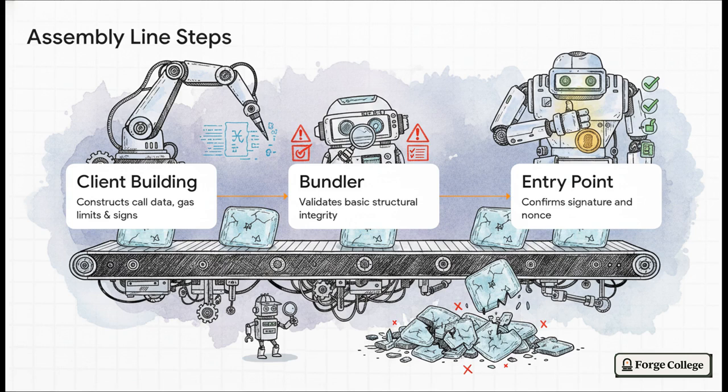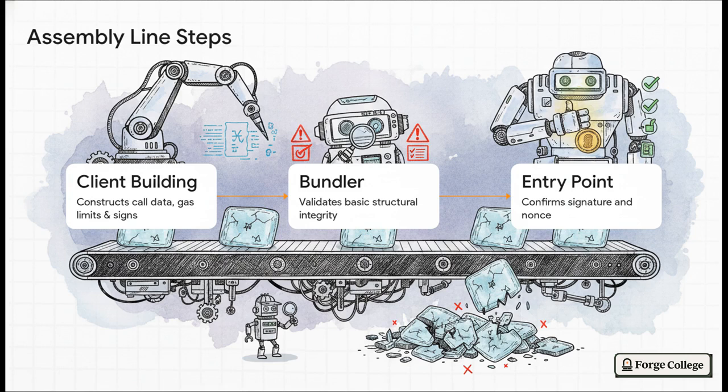Step 1 is client building. This is where we construct the call data, set gas limits, slap a signature on it. Step 2 is bundler validation. This is your first checkpoint. Basically, think of the bundler like a bouncer at an exclusive club, just checking your ID to make sure everything looks structurally okay. Finally, you have entry point execution.